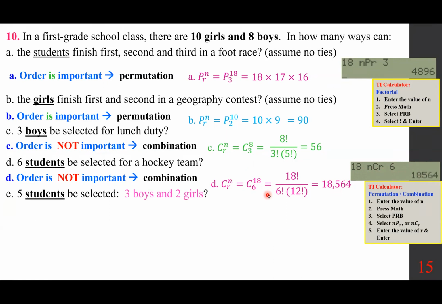5 students be selected. 3 boys and 2 girls. In that case, if we just stick with 3 boys, that means out of 8, we want 3. Order is not important. That's a combination. And 2 girls, out of 10, we want 2 girls. That is also a combination because order is not important. And we multiply the 2, which means C(8,3) times C(10,2).